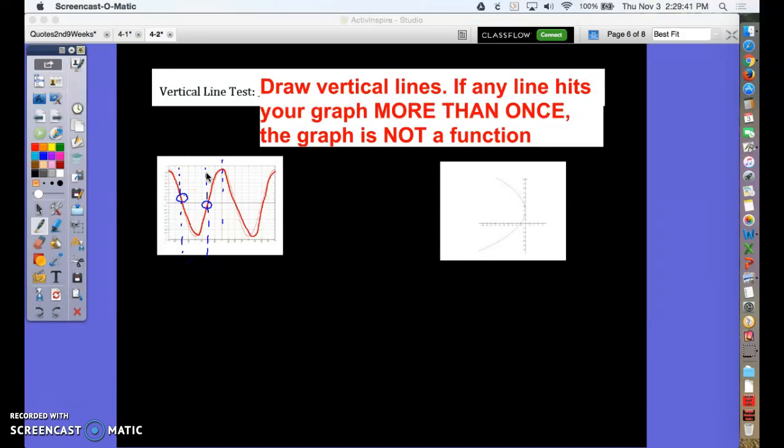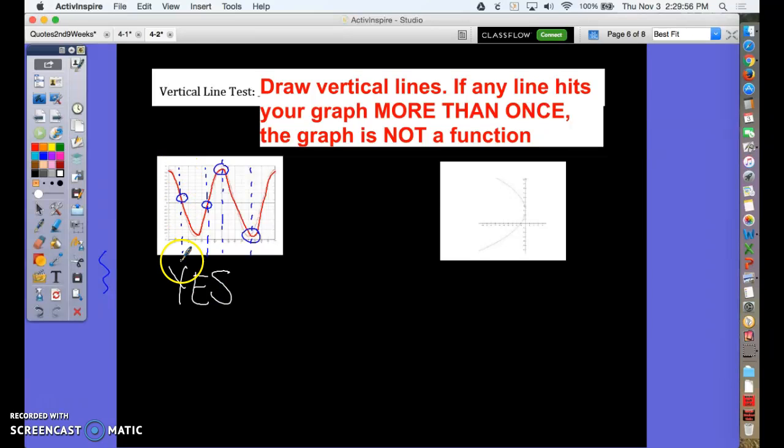So even if I draw another line in, on the second line it only hits once. And as I move this line across the graph, if it ever hits more than once, it is not a function. Is this one a function? Yes. Why? Because it passes the vertical line test. When you draw any vertical line, no matter where you are, it will only cross the graph once.